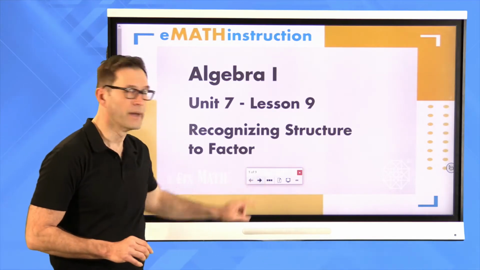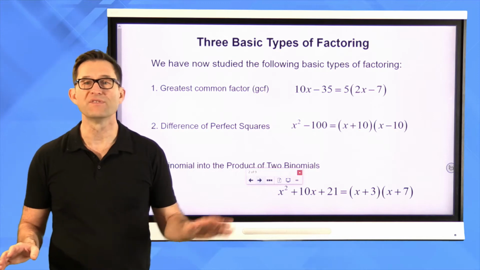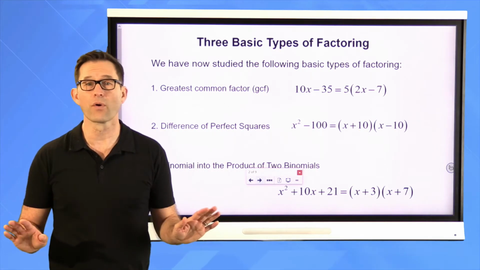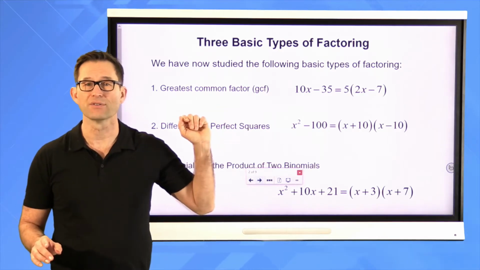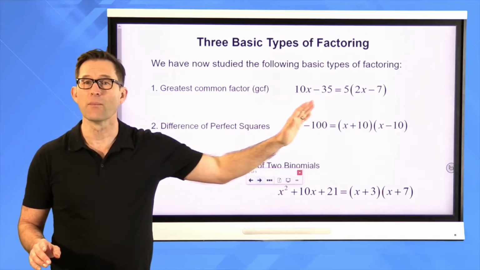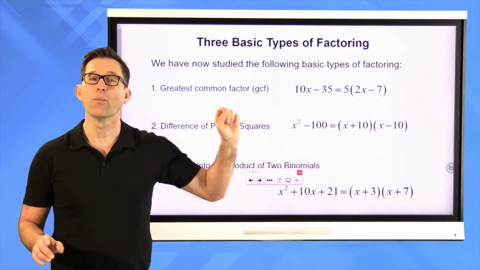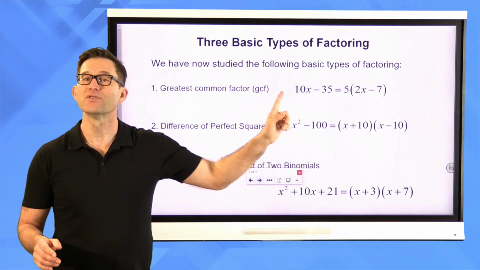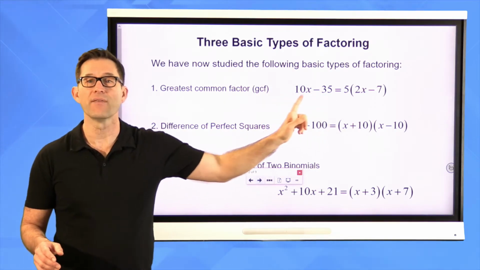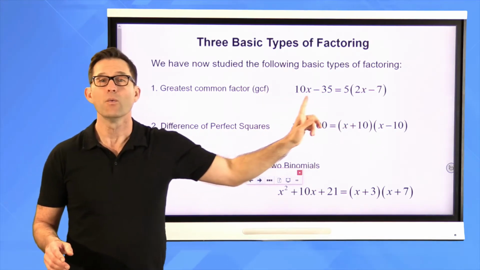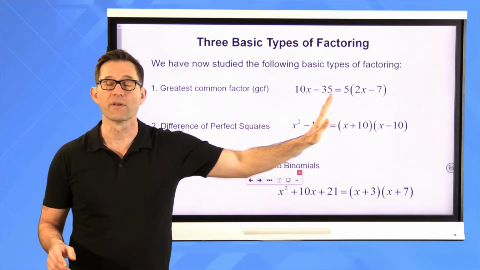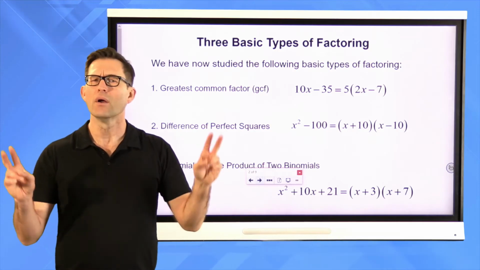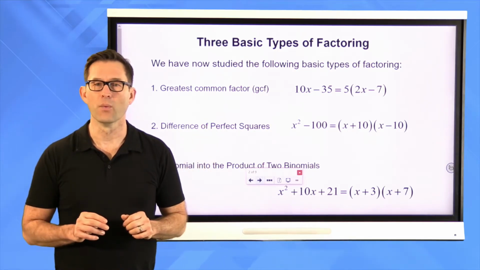Up to this point in time, we've seen three basic types of factoring. One of them, the one that you should always look for first, is greatest common factors. That's when we look at each term in the expression and we see that each term has a common factor. So 10x and 35, both the 10 and the 35 have a factor of 5, which means we can rewrite 10x minus 35 as 5 times 2x minus 7. We are reversing the distributive property, if you will, there.